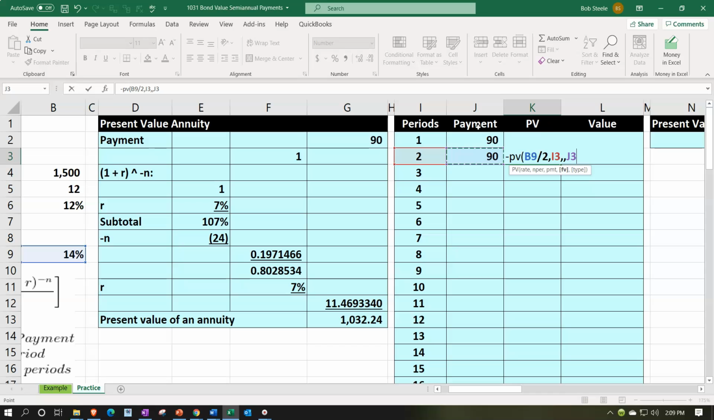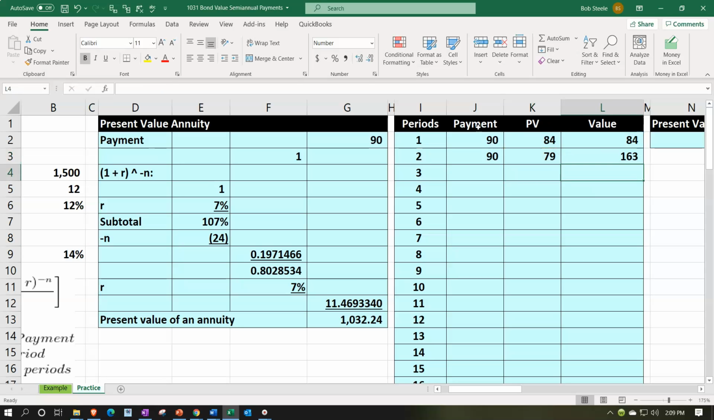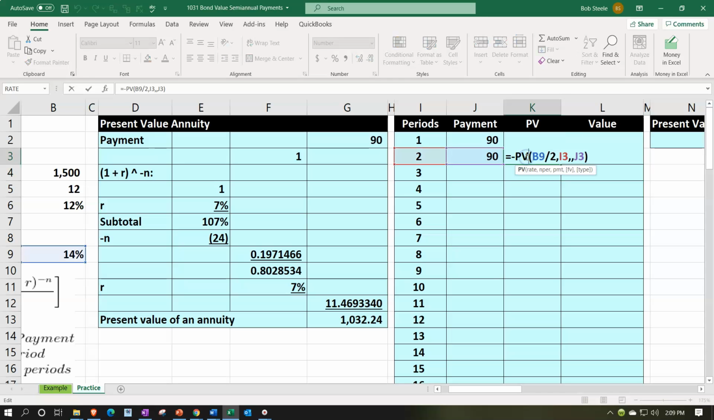Future value is the 90. If we then add those up, the 84 plus the 79, we have this. If we can add that on down then, making sure that we absolute reference what needs to be absolute referenced, anything outside the table typically, which would include that 14% in cell B9.